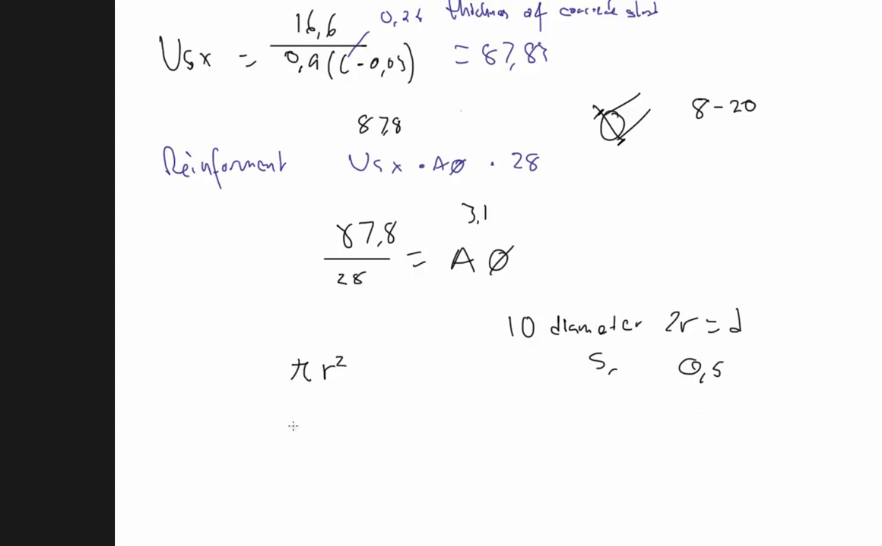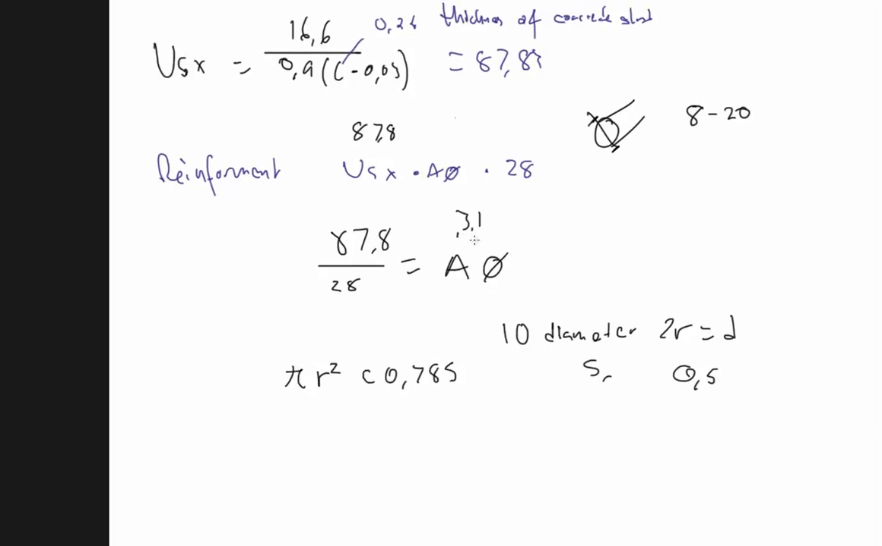So pi times 0.5 raised to the second will be equal to 0.785, and then we take 3.1 divided by 0.785, so 3.1 divided by that is equal to 3.95.